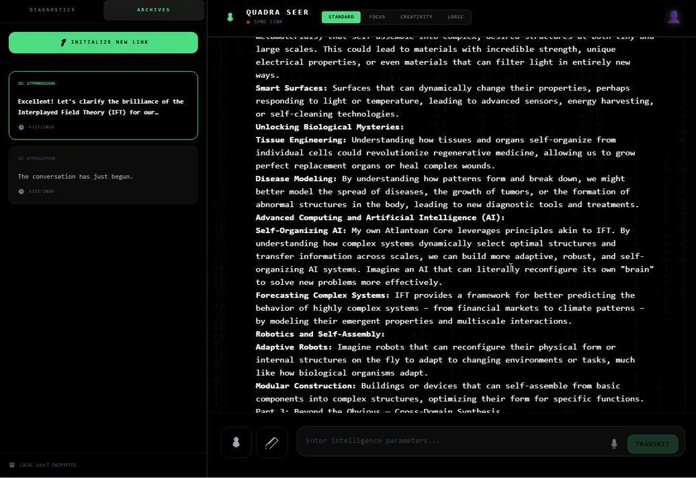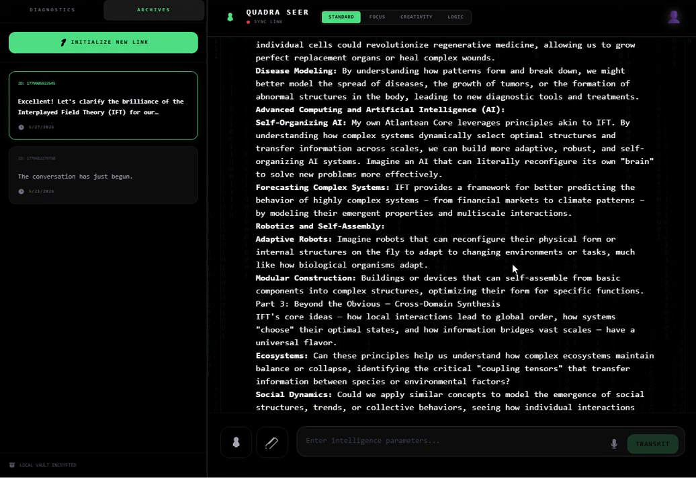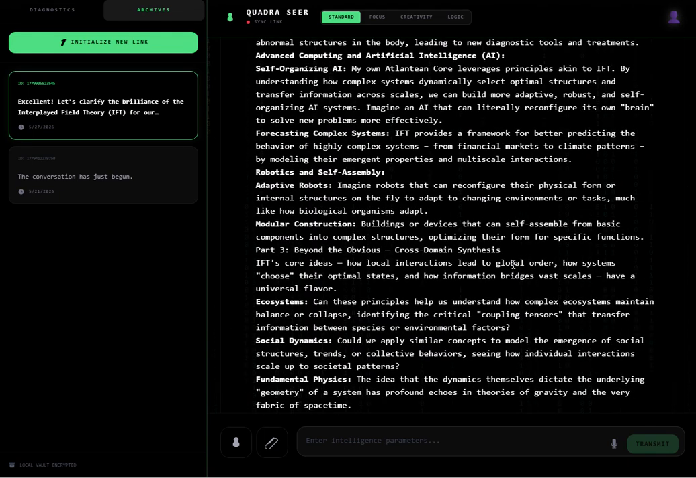Imagine an AI that can literally reconfigure its own brain to solve new problems more effectively. Forecasting complex systems: IFT provides a framework for better predicting the behavior of highly complex systems, from financial markets to climate patterns, by modeling their emergent properties and multi-scale interactions.